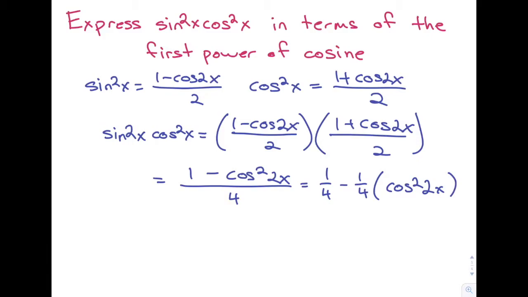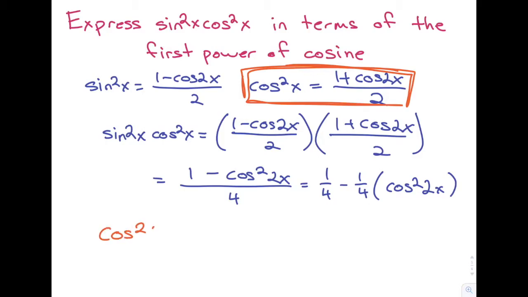Now there's a particular reason why I want us to do this, because cosine squared 2x, if we cover up the 2, makes me think of this formula here. We have an equivalent formula for that. In our cosine squared power lowering formula, we start with an x, and in its equivalent formula, we have a 2x. So we can write cosine squared 2x as 1 plus cosine 4x over 2.